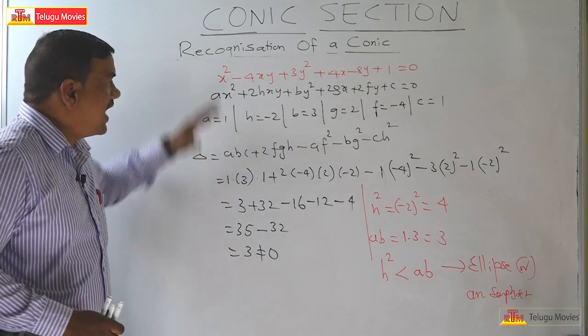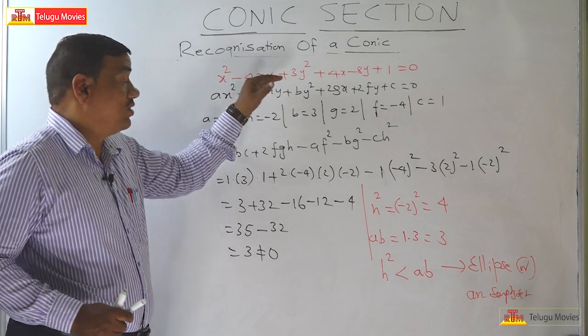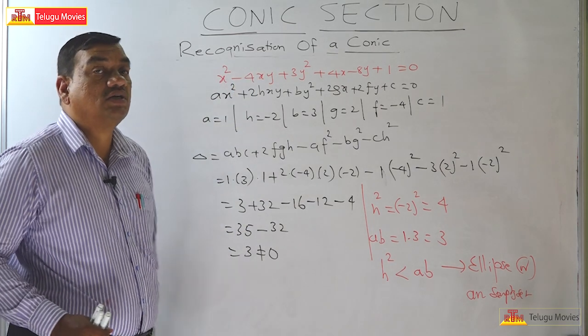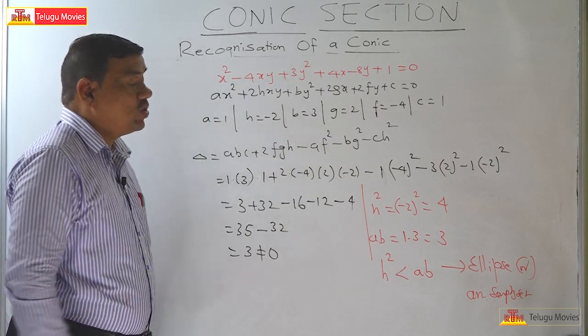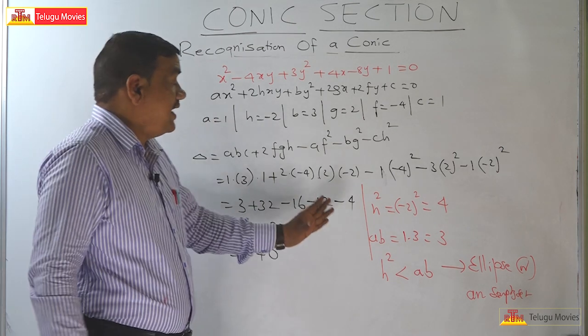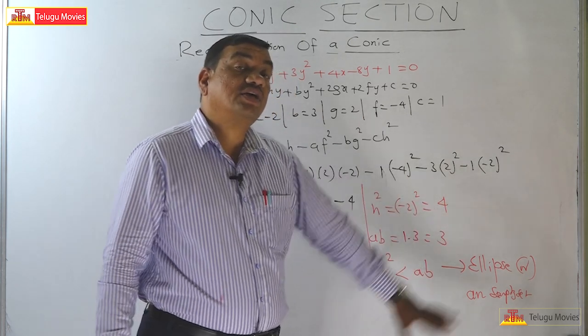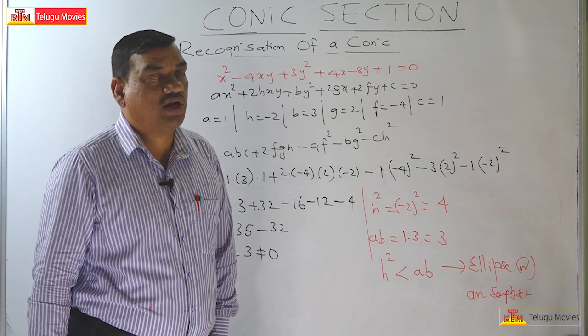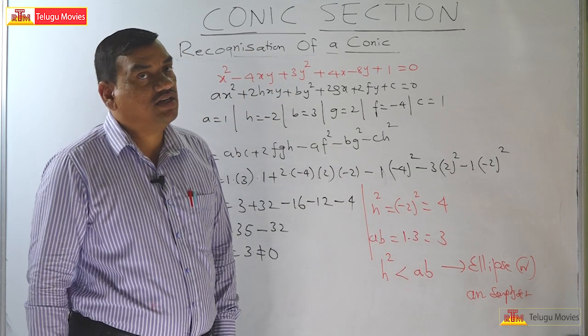Like that, given an equation, we can find out whether it is an ellipse or another conic. First we find the delta value, which is not equal to 0, and H square is less than AB. Therefore, the conic is an ellipse. I hope that you understand this concept.